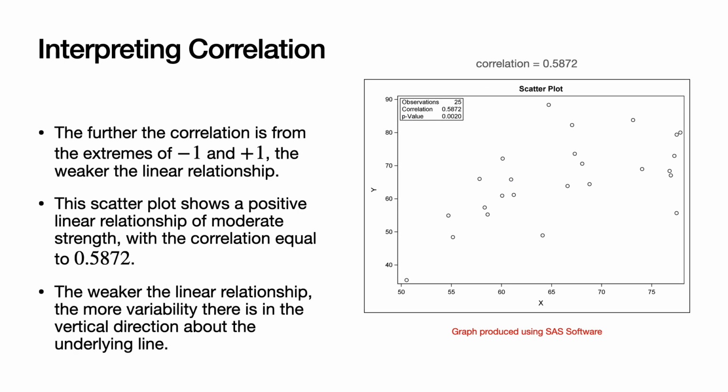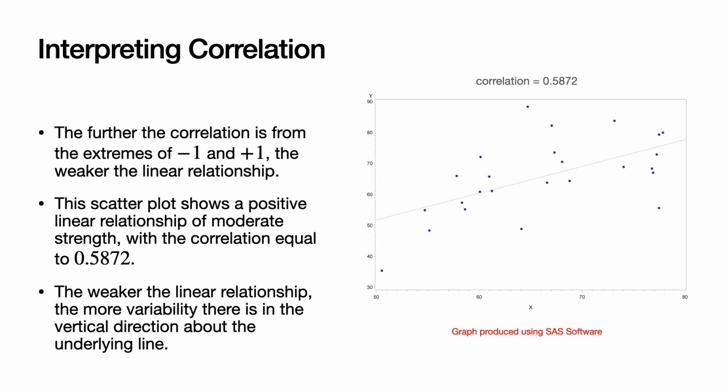All right, here we have an example where the correlation is 0.5872. If we look at the scatter plot, there appears to be an increasing relationship between x and y, and that relationship looks like it may be somewhat linear. And so we would expect, based on that, for the correlation to be positive, which it is. But because the points do not fall consistently close to the line, there's a lot of variation or deviation in the vertical direction from the line, so the strength of that linear relationship is not as strong as it was in the previous examples. All right, and that is indicated by the correlation of 0.5872.